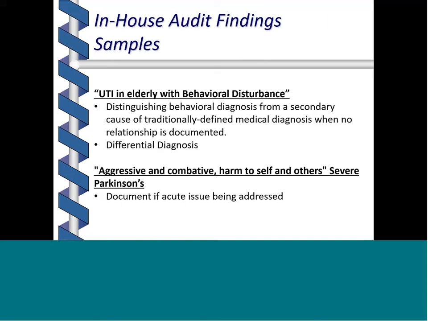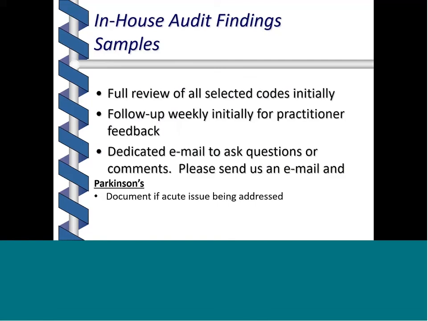the new documentation system. And the last one I'm going to do is the aggressive and combative, harm to self and others, severe Parkinson's. Document if this is an acute issue that you're going to address. And if it is not history of present illness, we would expect to see it addressed in some fashion, that we're going to continue to educate, continue to work with the family member to redirect the patient in some fashion.